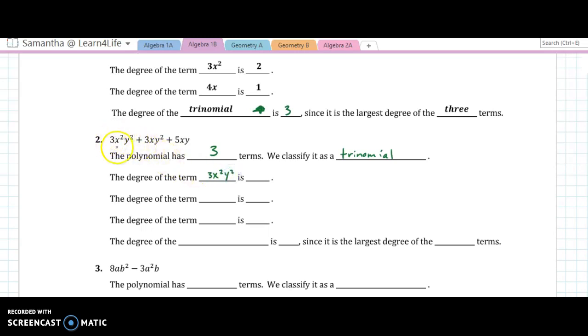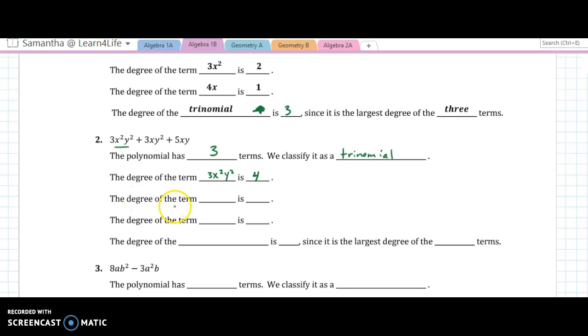I just got it from here. Whenever we have multiple variables, we have to add the exponents together. So if this y squared wasn't there, it would just be 2, right? But since we have these 2 variables multiplying together, we have to add the exponents. So it's 2 plus 2, which is 4.